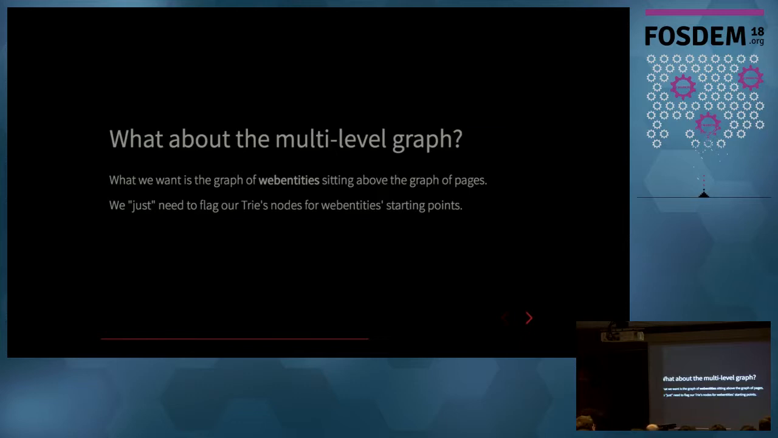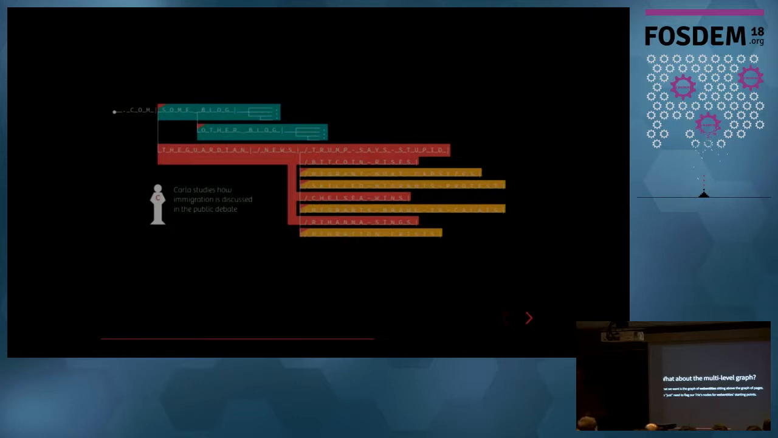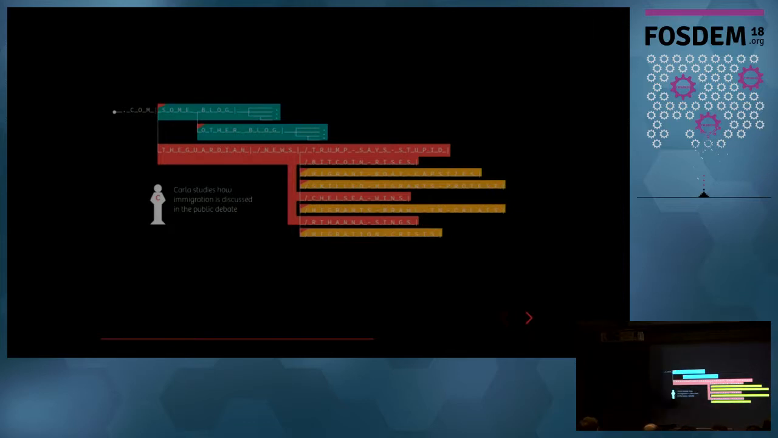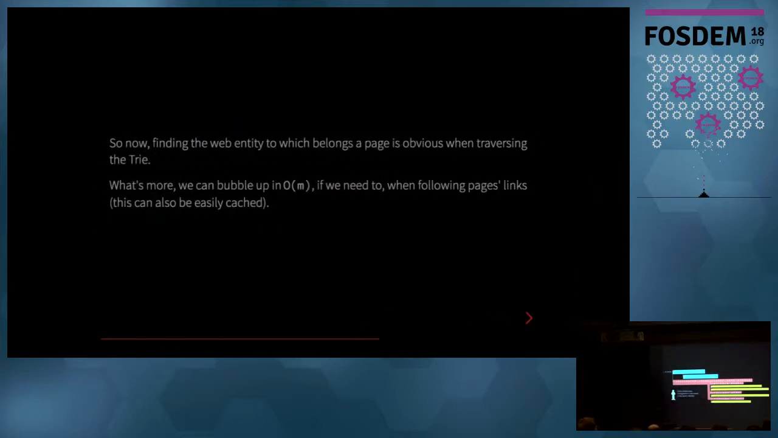Because what we want, if you remember correctly, is not being able to query a graph of web pages, but to query the graph of web entities, which are aggregating and sitting over the graph of pages. So what we are going to do is select some nodes in the tree structure and flag them, telling the tree that this is the beginning of the specific web entity realm. So it looks like that. So we're going to plant a flag here, here, here, and so on. And we are able to determine, when we are here, which web entity we belong to.